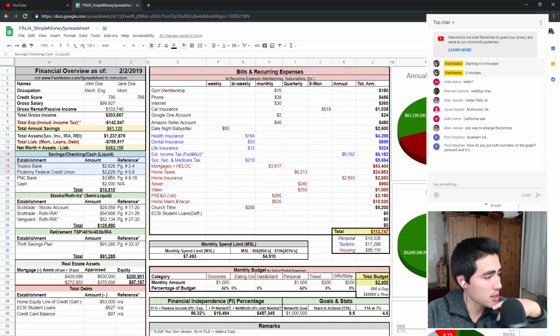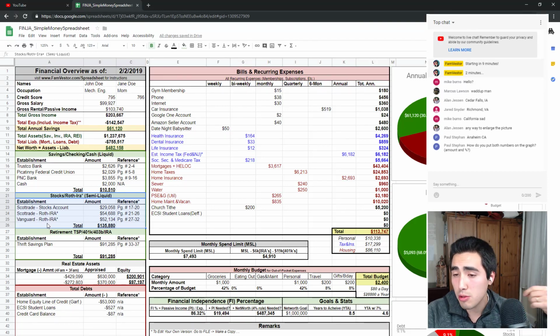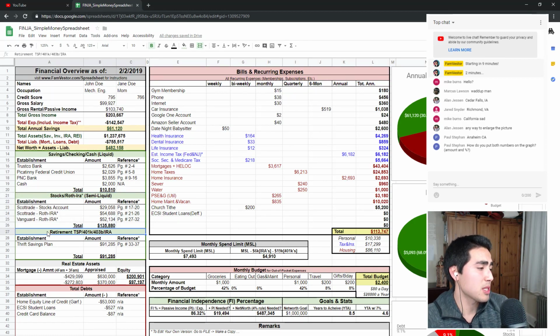I have it categorized by liquid cash, so things in bank accounts, cash in your pocket goes here. Here is semi-liquid, things like your brokerage account or your Roth IRA, because you can withdraw any kind of contribution. Anything you put into a Roth IRA, you can withdraw at any time. You can't withdraw any gains. So that's why I consider it semi-liquid for me to use for a real estate purchase or other investments should I choose to. But that's my specific case.